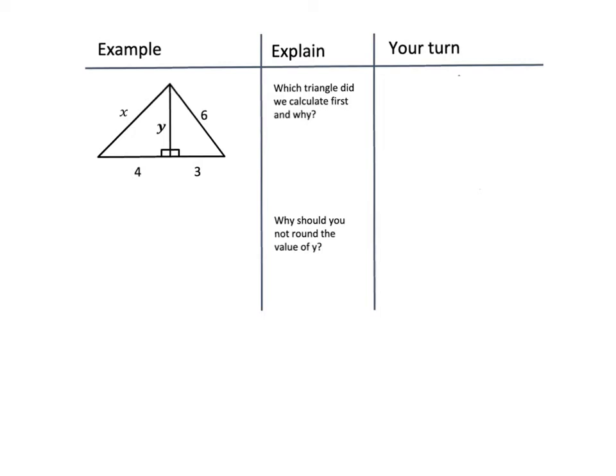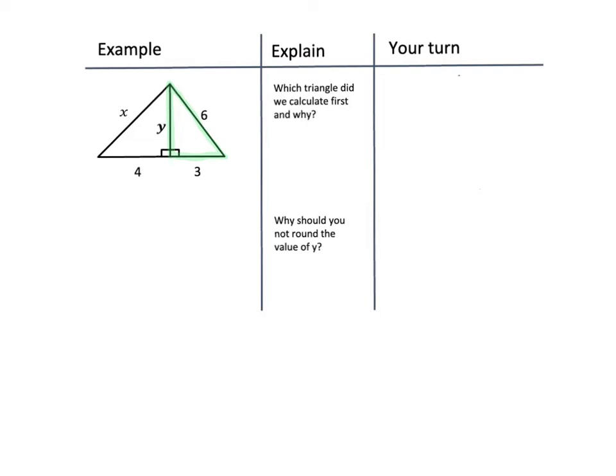So let's take a look at the other triangle. The other right-angled triangle here is this one here. And in this triangle, we know the length of the hypotenuse, 6. We know the length of one of the shorter sides, 3. And we don't know y. So we can use this triangle, first of all, to help us take the first step towards finding x.